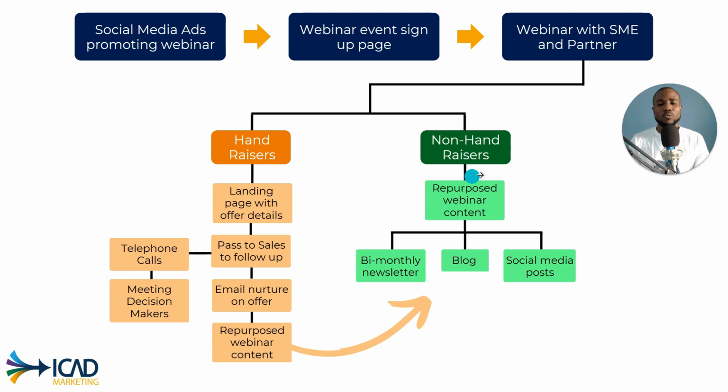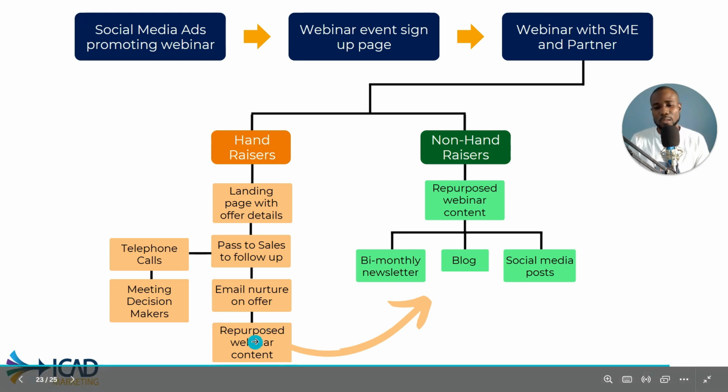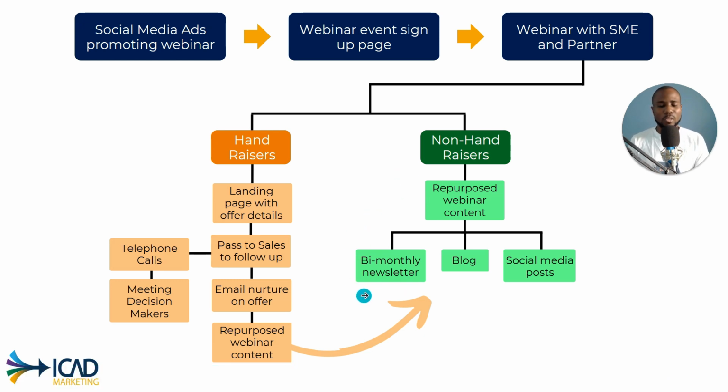So one of the things that we did is we repurposed the webinar content, the same repurposed webinar content that we have for the hand raisers, for the non-hand raisers. And as I mentioned, we created a bi-monthly newsletter with the repurposed webinar content. We also created, I think, 2 or 3 blog posts that we could share, because not everyone necessarily consumes content in video. So we want to create as many formats as possible, whether in written form or video form. And then we created social media posts based on the webinar, just tidbits that we could use to increase engagement and deliver value to this particular person or group online.